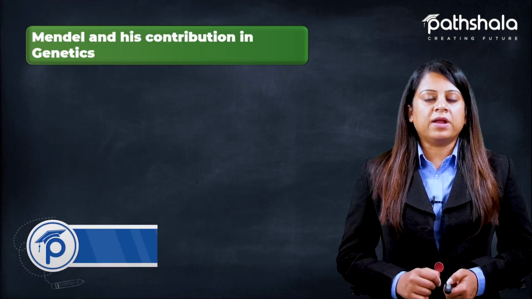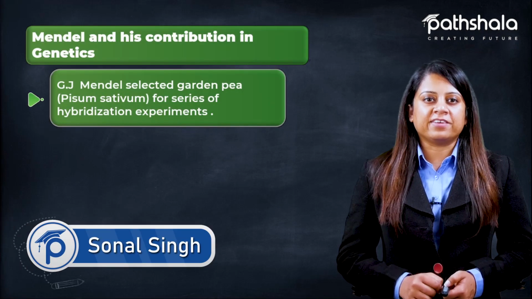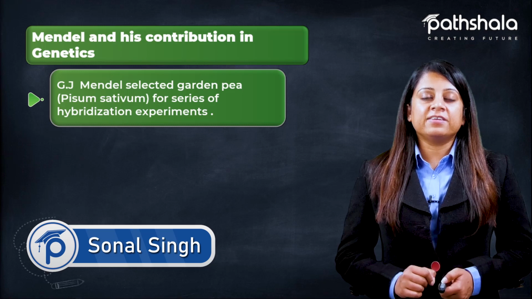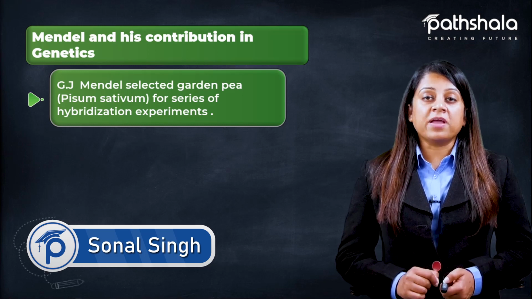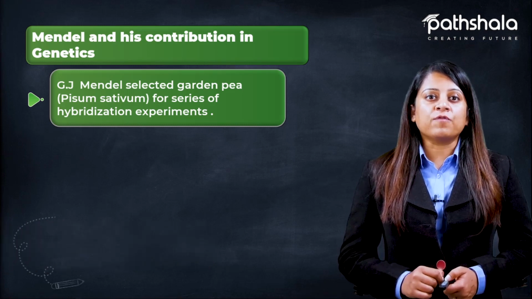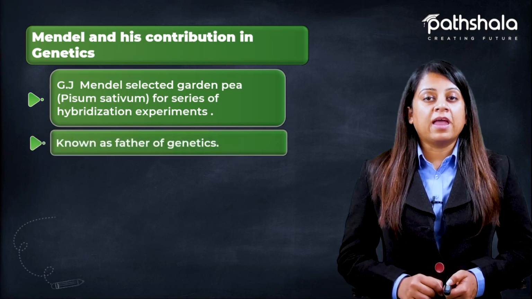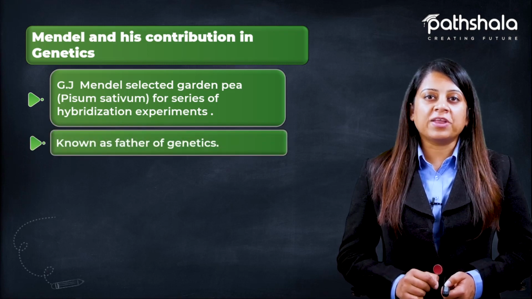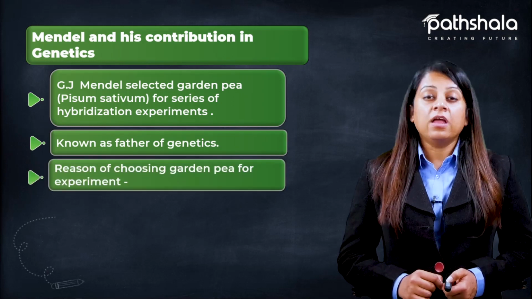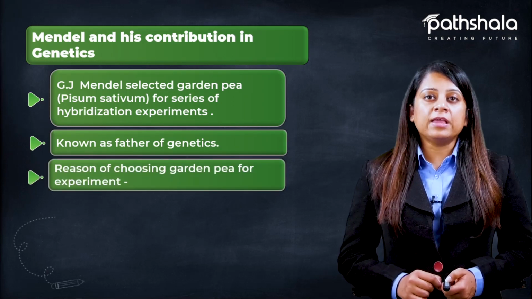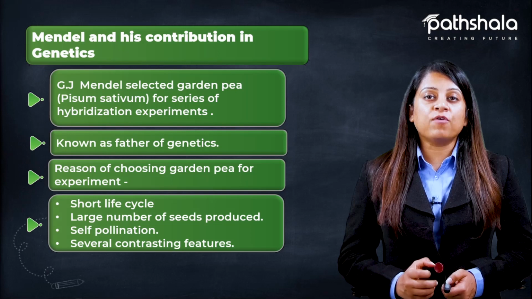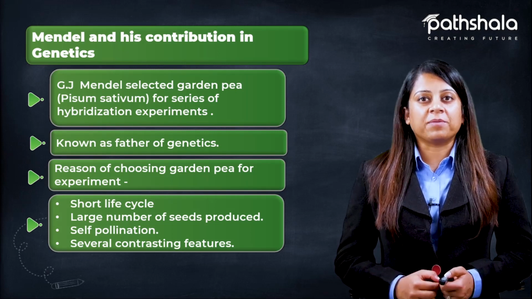Let us study about Mendel and his contribution in genetics. G.J. Mendel selected garden pea, that is known as Pisum sativum, for a series of hybridization experiments. And G.J. Mendel is also known as the father of genetics. Now the question is why he opted for garden peas for his hybridization experiments?